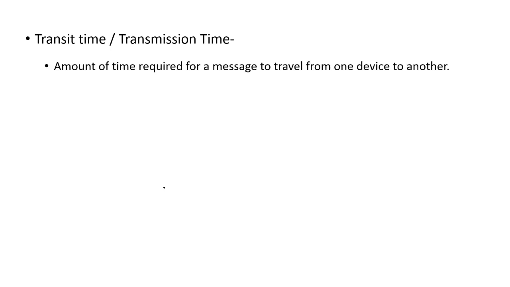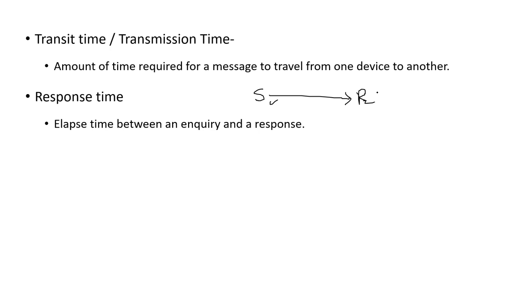Transit time, that is also known as transmission time. Transit time is the amount of time required for a message to travel from one device to another device. That is time needed to send data from sender to receiver. Response time, this is elapsed time between an inquiry and response. Here sender has made an inquiry to the receiver and it is basically time taken to give the response. That is known as response time.